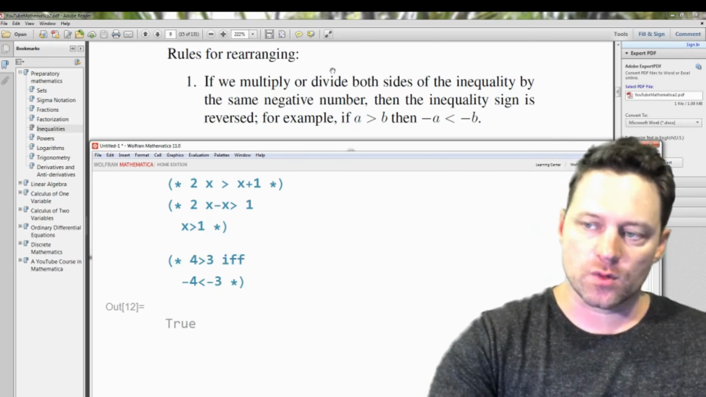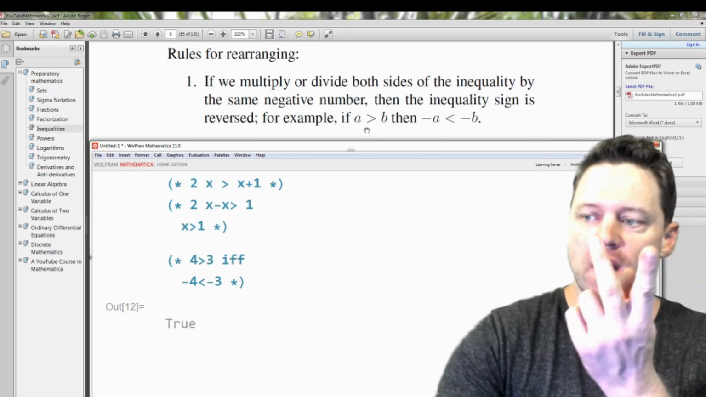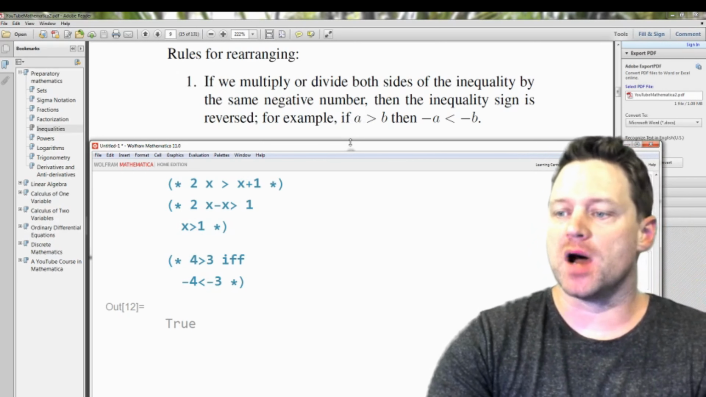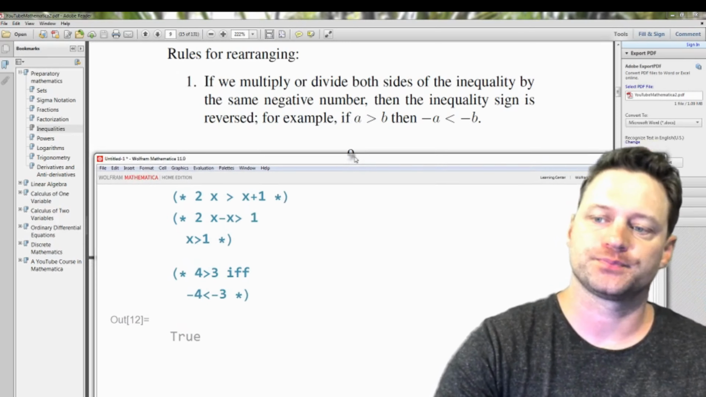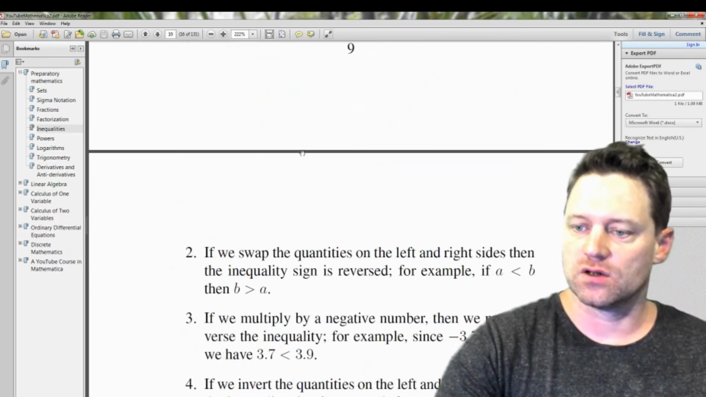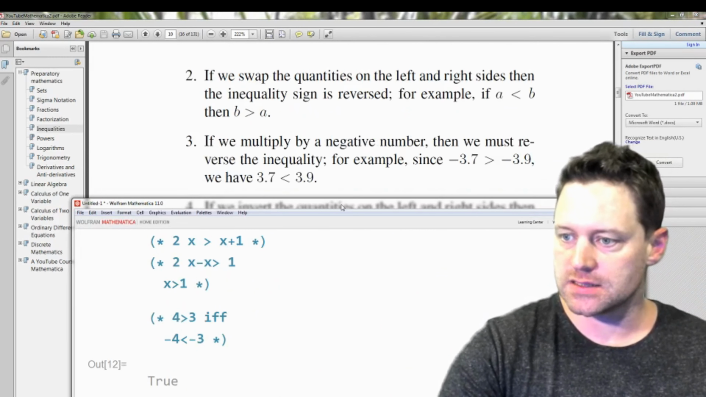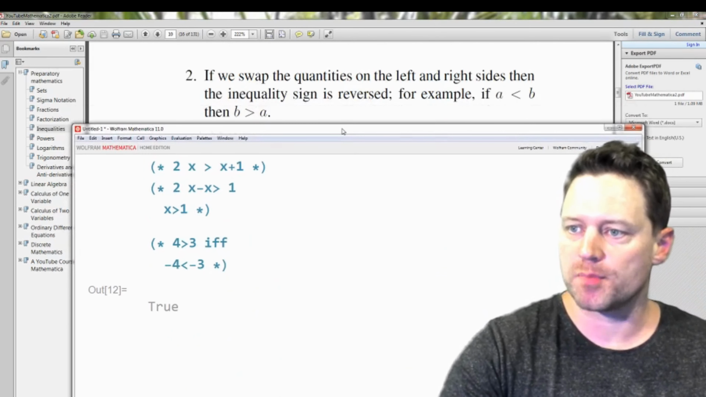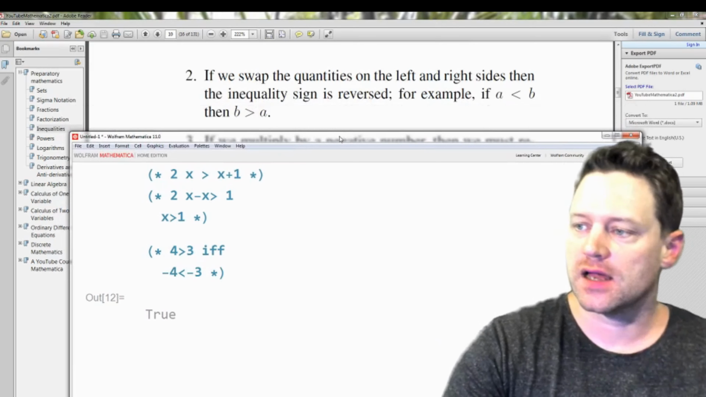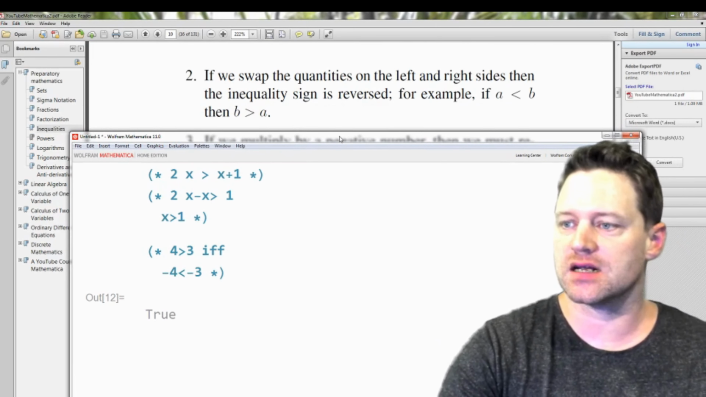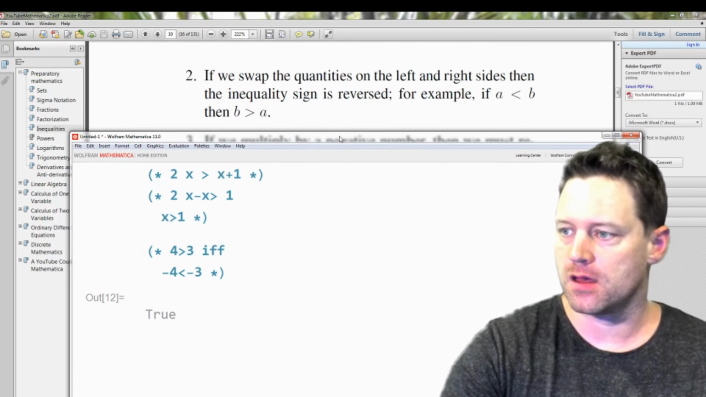All right, so what we're saying there is that you've got to swap around the inequality when you multiply by minus something. Okay, let's scroll down to the next rule, which says if we swap the quantities on the left and right sides, then the inequality sign is reversed.